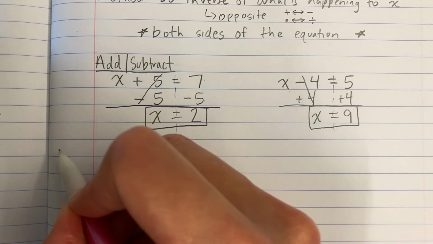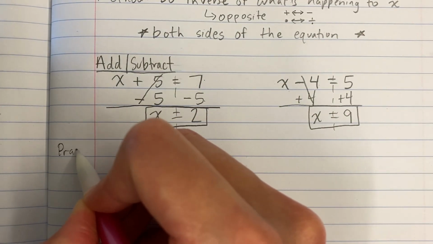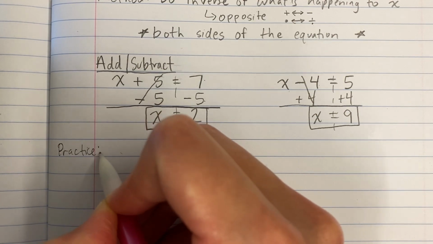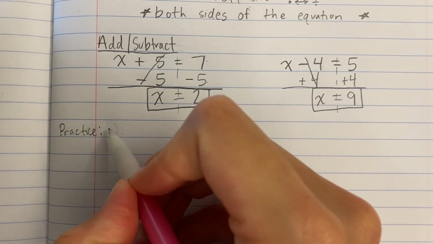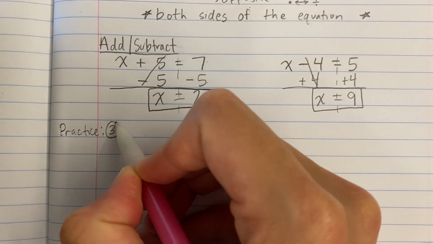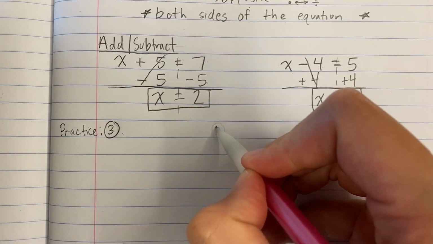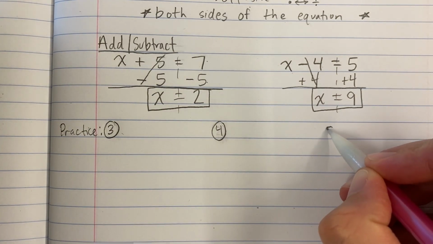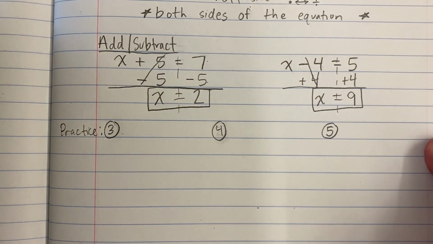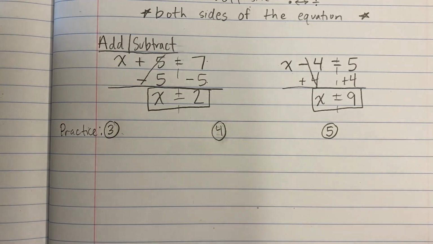Okay, those are going to be your practice problems. And you're going to set them up right here. So in order to set those up, you're going to write number 3. You'll copy problem number 3 and do it right there. Number 4, you'll copy problem number 4 and do it right there. And number 5, and you'll copy problem number 5 and do it right there. Okay, so make sure you copy those and do those in those spots.